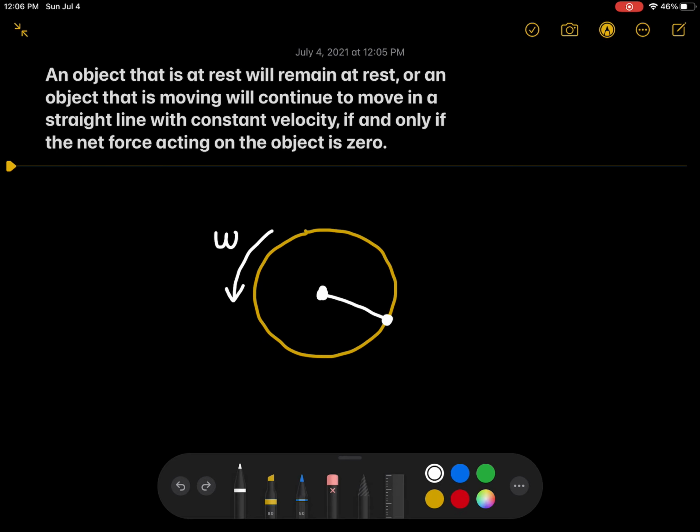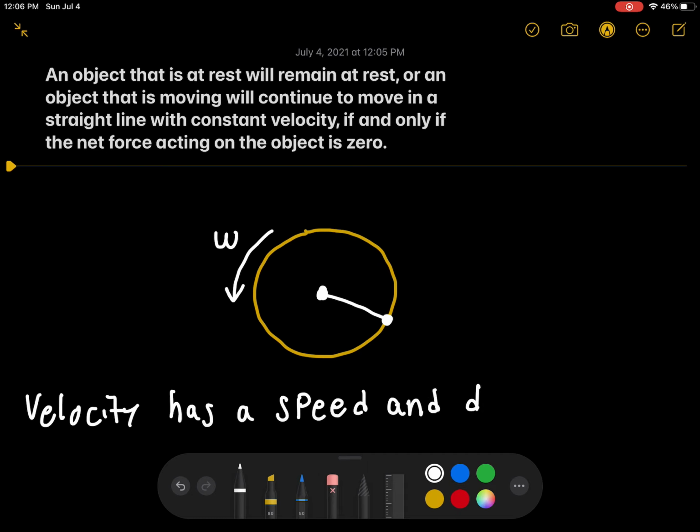Okay, well, we have to dissect this a little bit further because we have to define that velocity has a speed, its magnitude, and direction. If any one of these two change, there has to be an acceleration, and therefore a net force on the object. Okay, let's look at an object on the surface of the circle spinning at some angular velocity.